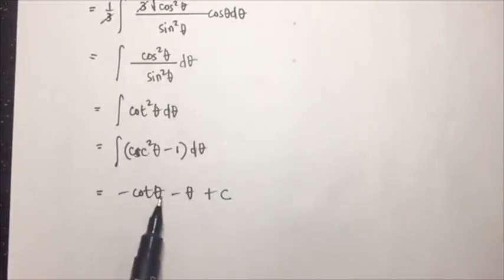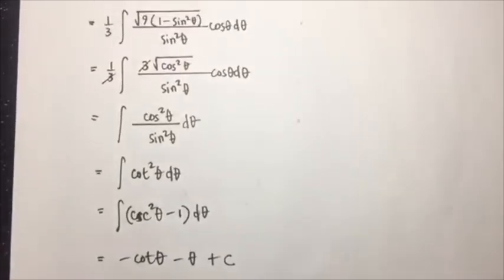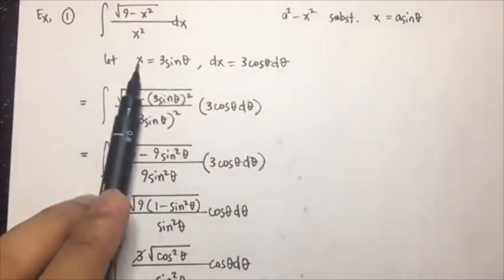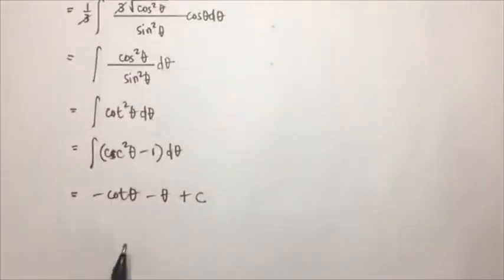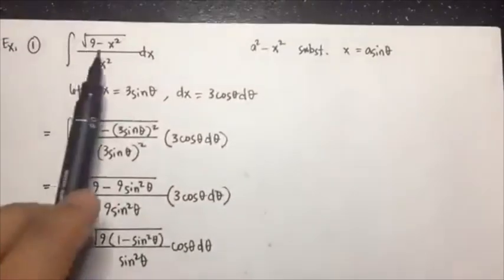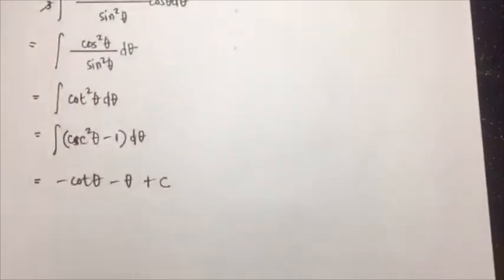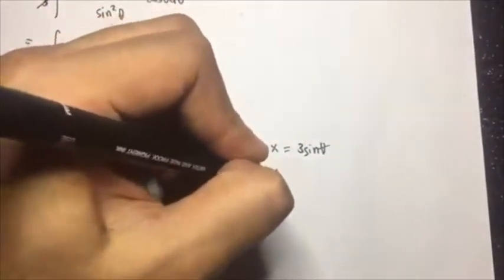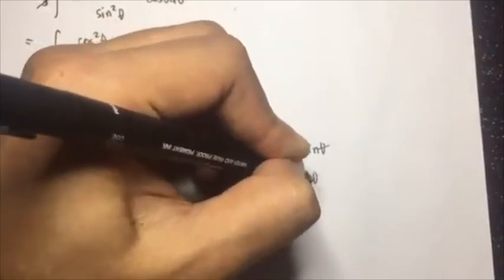Just like the algebraic substitution, in trigonometric substitution we will also return the integrand into the original variable. Our original variable was x. But how do we do that? From the substitution, we let x equal 3 sine of theta. Therefore, x over 3 is equal to sine of theta.